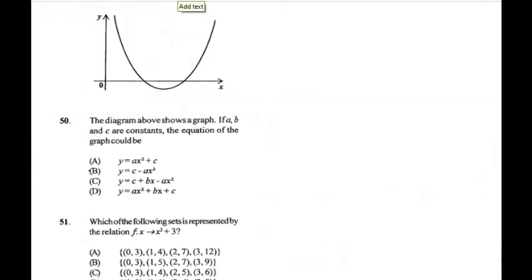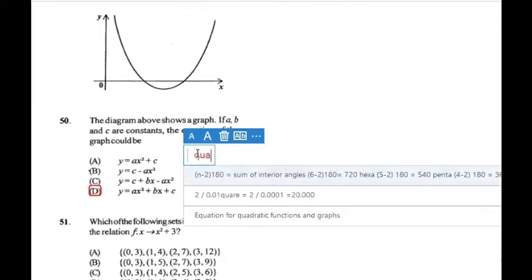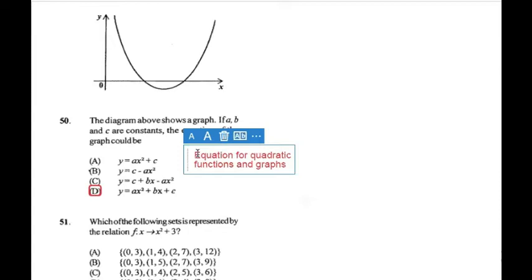The diagram above shows a graph. If A, B, and C are constants, the equation for the graph would be... So looking at this graph, you should remember from your notes that this graph represents a quadratic graph. So the equation I'm looking for must resemble the equation for quadratic functions and graphs, and that would be D, which is y is equal to ax squared plus bx plus c. So it's the equation for quadratic functions and graphs.